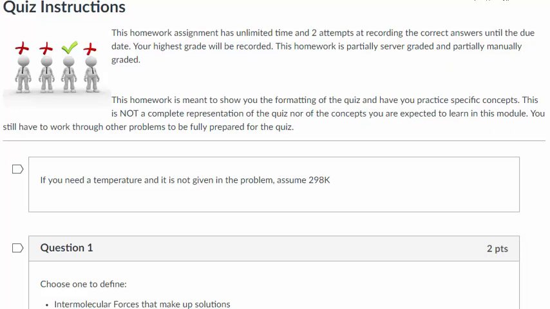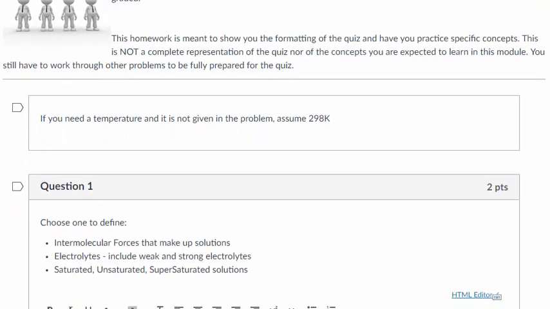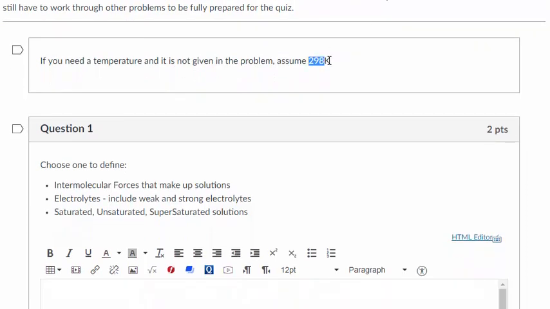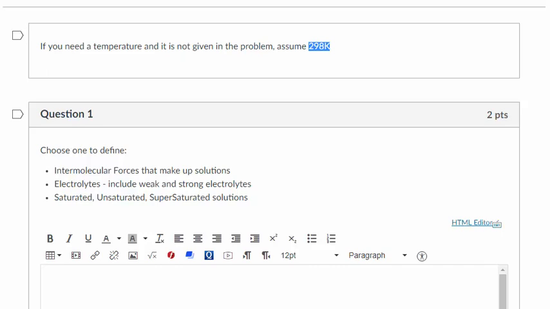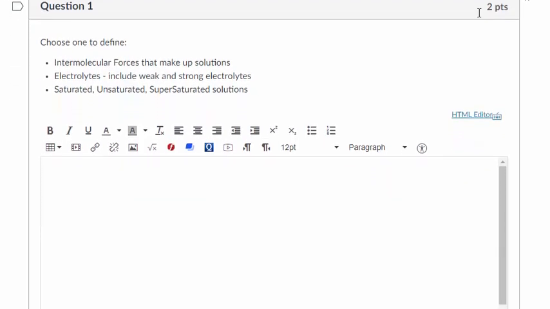Homework 1. If you need a temperature and it's not given in the problem, we're going to assume 298 K. So just keep that in mind as we're working problems. Now the first question says choose one to define, and then we're given 3 choices. Now on the quiz you're going to be told what you will be defining, but for the homework I wanted to make sure that you had a choice.